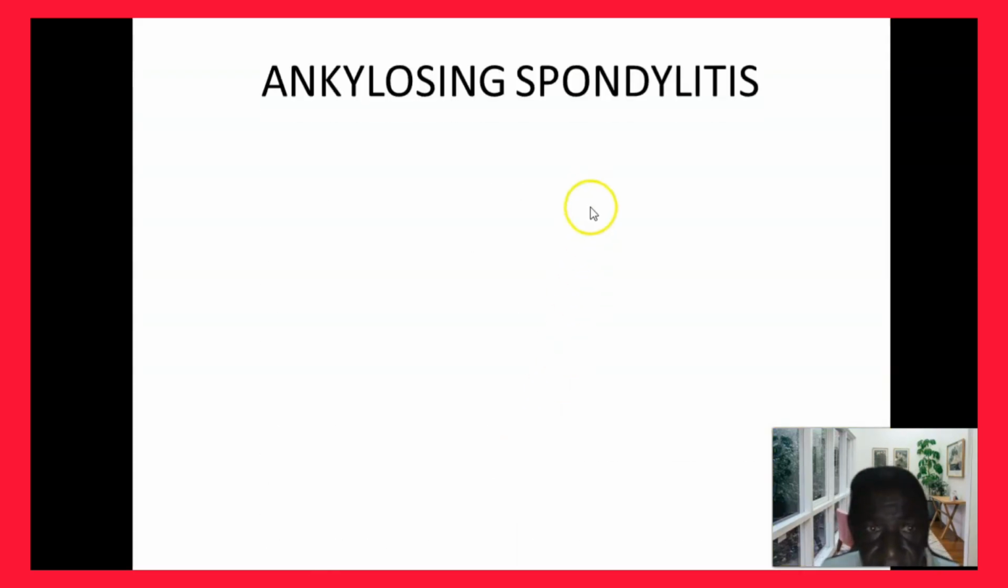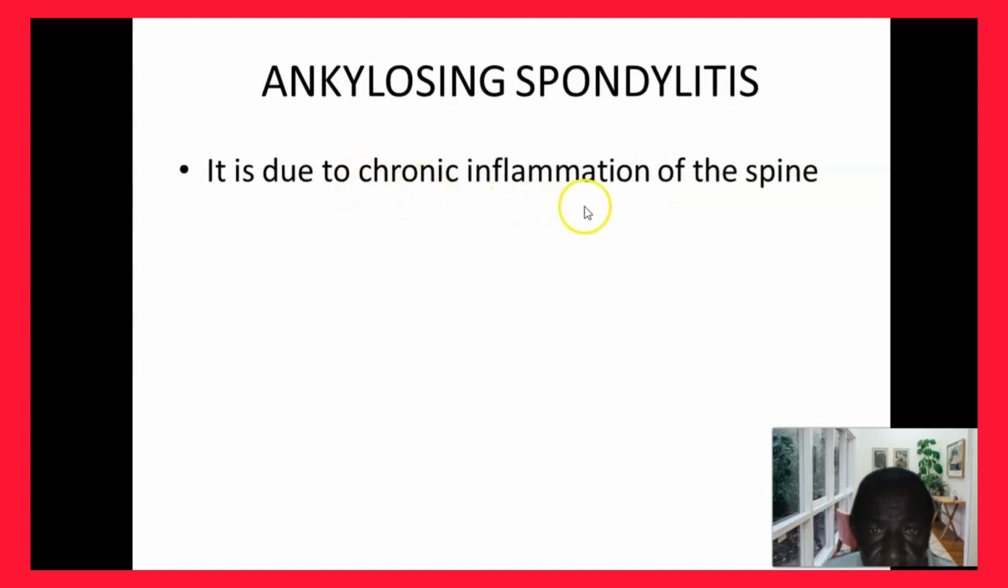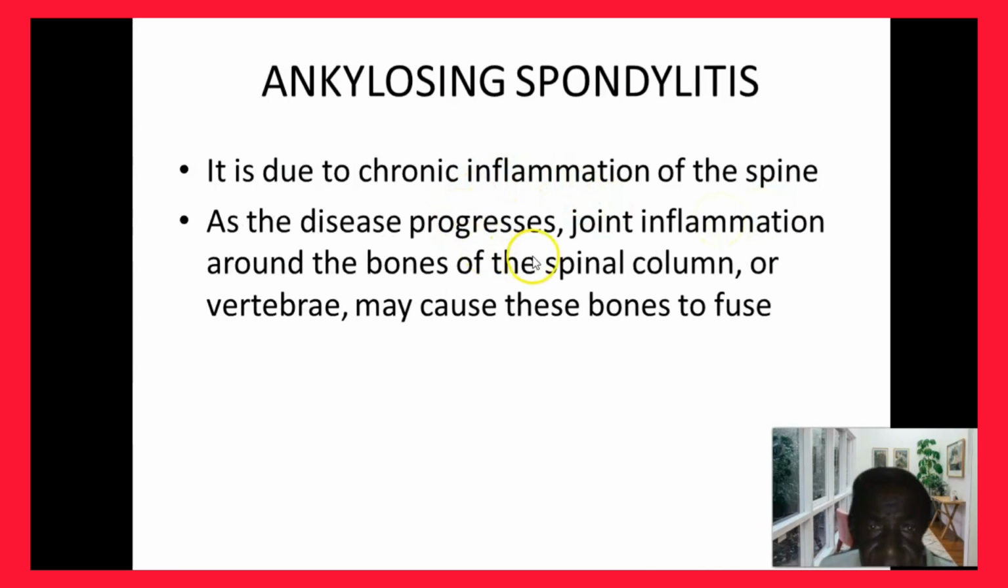The last one, which is probably included here, is ankylosing spondylitis. It's of interest too. It is due to chronic inflammation of the spine. The spine is a joint anyway, but it's unlike the other joints we have been talking about. As the disease progresses, that is, the inflammation of the spine progresses, joint inflammation around the bones of the spinal column or vertebrae may cause these bones to fuse. It becomes stiff, and the person finds it difficult to walk very well.